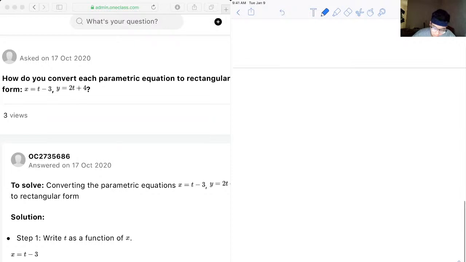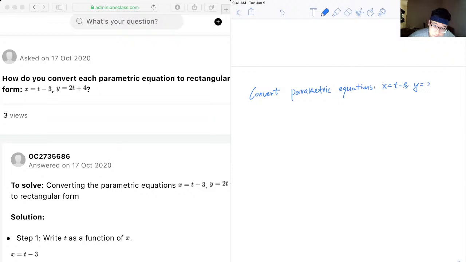Okay. So for the next question, we are asked to convert parametric equations, which are x is equal to t minus 3, y is equal to 2t plus 4, to rectangular form. Okay.